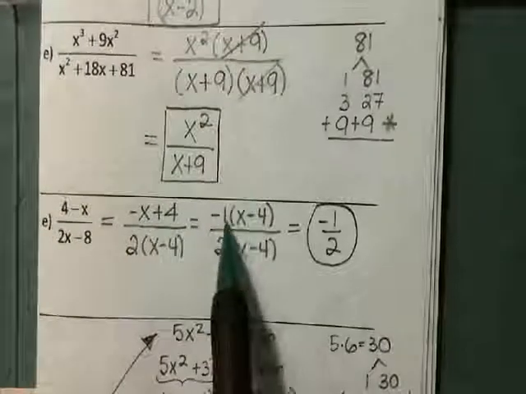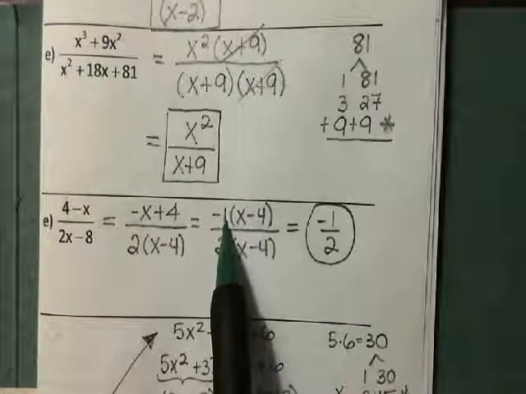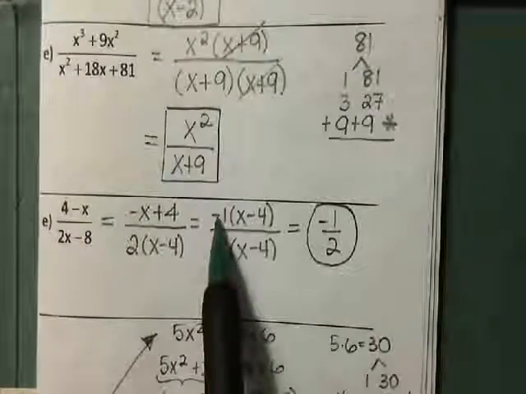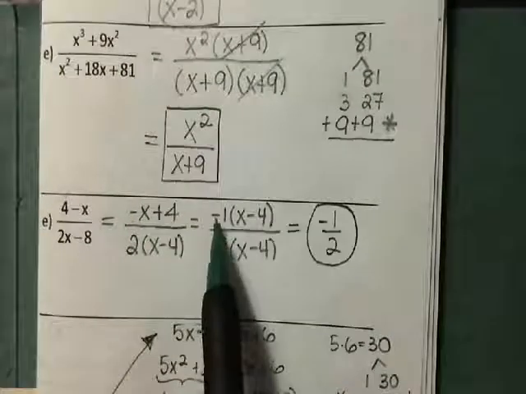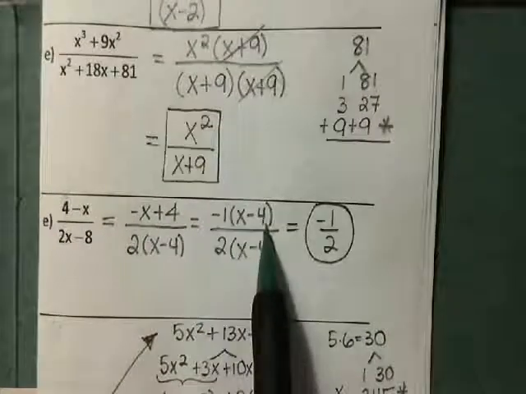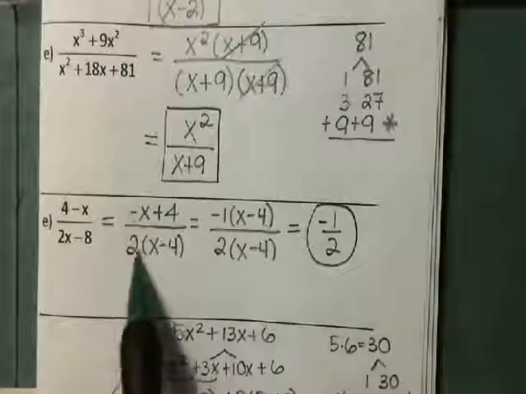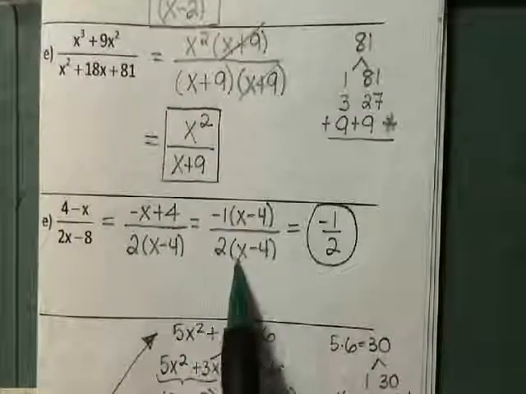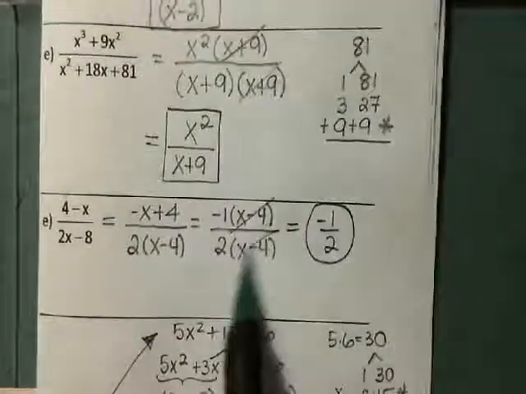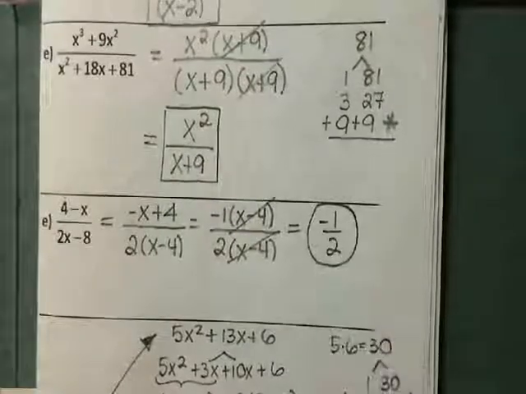You can either leave the 1 there or leave it invisible. But the important thing is the negative, and by factoring out the negative, I have x minus 4 on top. On the bottom I factored out a 2, so I got 2 times x minus 4. X minus 4 cancels. I'm left with negative 1 over 2.